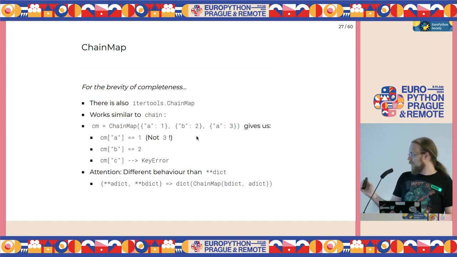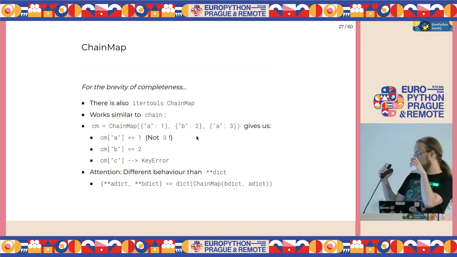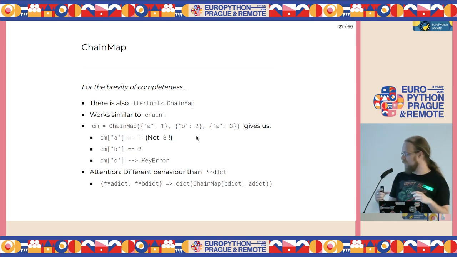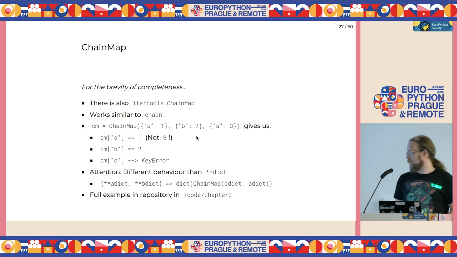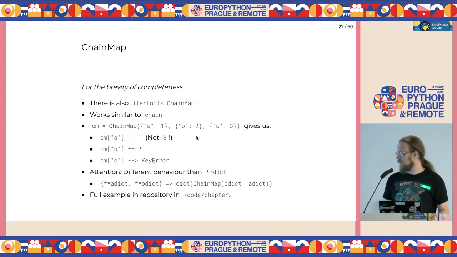And attention, it is a different behavior than you have with unpacking A dict and B dict inside a new dict to create a completely fresh dict, because the order is completely the opposite. Again, full examples and much, much more complex examples with typing and everything are in the repository.